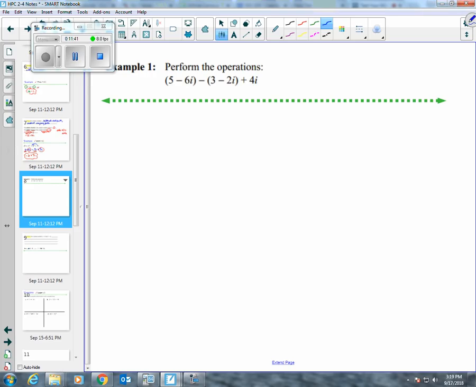So this is the one that's actually in your note-taking guide. We have a subtraction and an addition. Notice this last one is what we would call a pure imaginary number. There's no real part at all. So what I like to do whenever I see that subtraction, I like to write out and distribute that minus all the way through. So just being careful, we're subtracting everything.